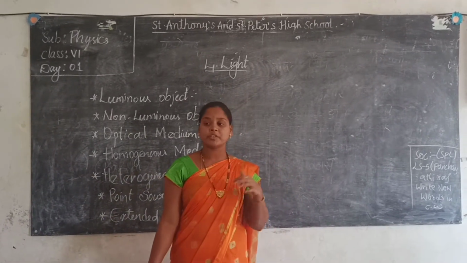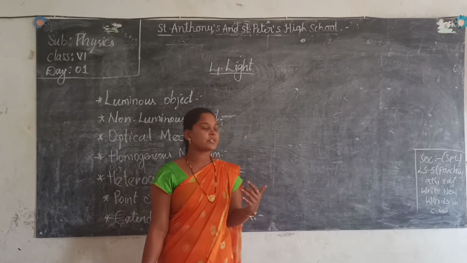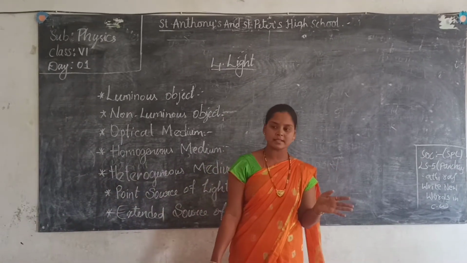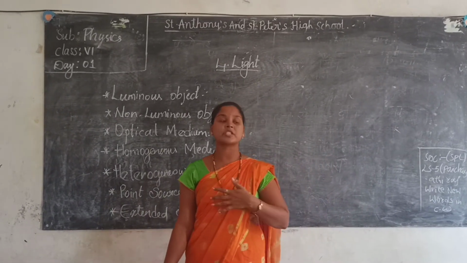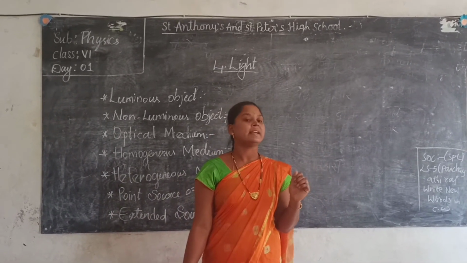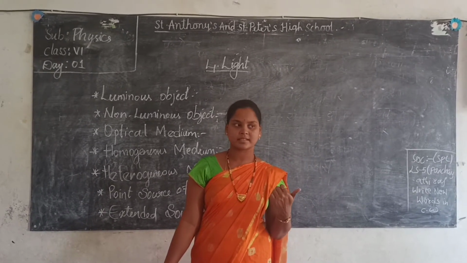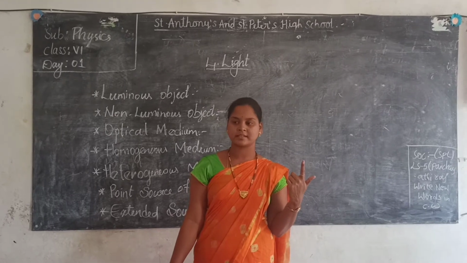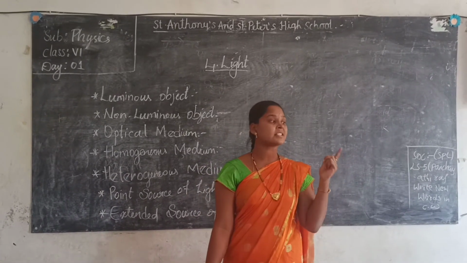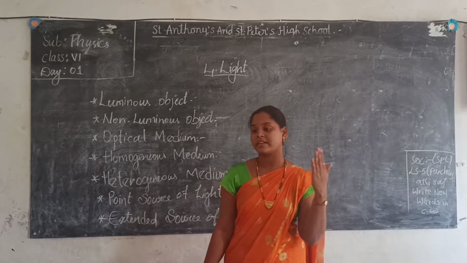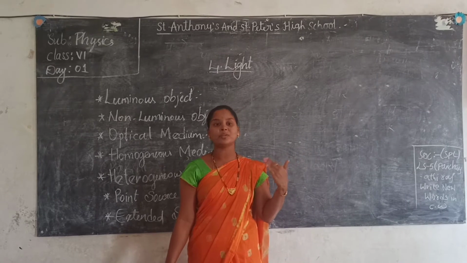The objects which give light by themselves. The objects which give light by themselves are called luminous objects, which glow, which spread the light energy. Example is the sun. The sun gives sunlight. Does the moon give light? No, it reflects. The moon does not give light. Why? Because it just reflects the sun's rays. That's why we are getting the moonlight.